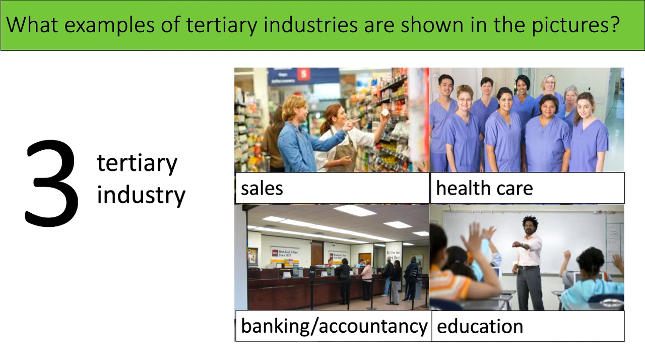So we've got sales, people who work in shops, we call those people who work in sales. Healthcare, banking or accountancy, and education, so teachers. All these people, they don't produce anything, they just provide a service for people. So taking teaching, for example, my service that I'm providing you is I'm increasing your knowledge. But we don't see any physical end product of that process.